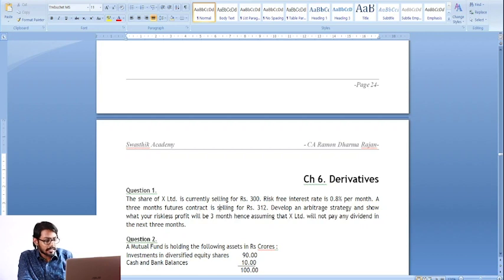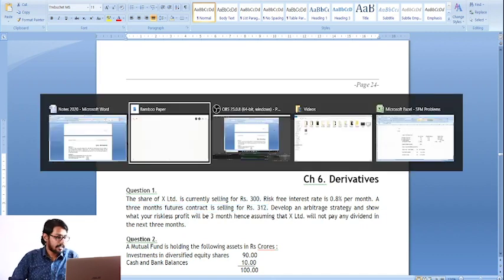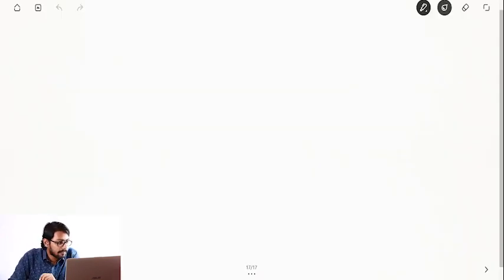Let us look at the price. It is based on the concepts you know. A 3 month futures has a price of rupees 312. Let us check if that is correct. Let us find out, step 1.